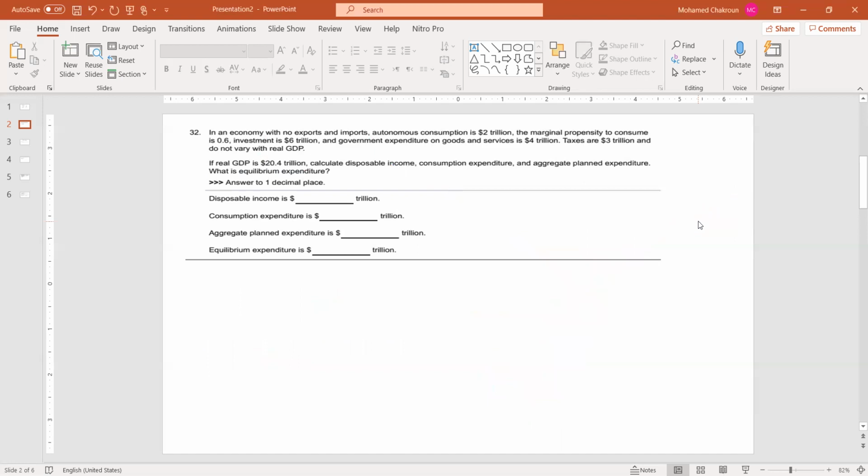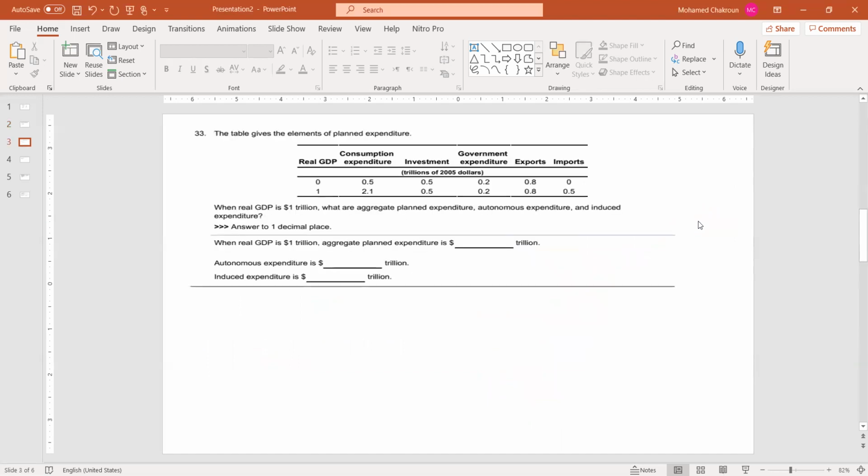Let's move to the third question. The table gives the elements of planned expenditure. So we have a table in which real GDP can take two values, 0 or 1 trillion. So the question, when real GDP is 1 trillion, we are talking about this part. When real GDP is equal to 1 trillion, what are aggregate planned expenditure, autonomous expenditure, and induced expenditure?